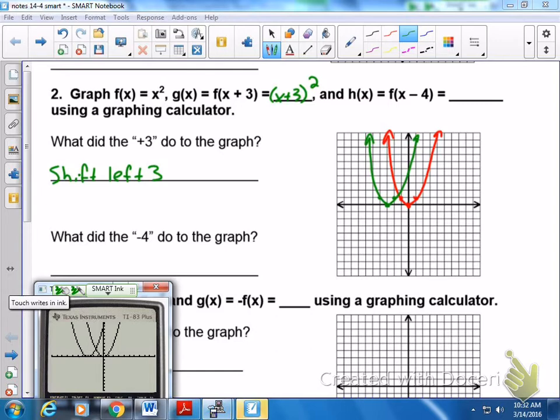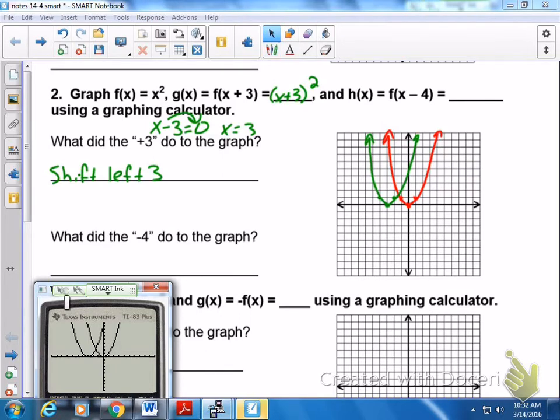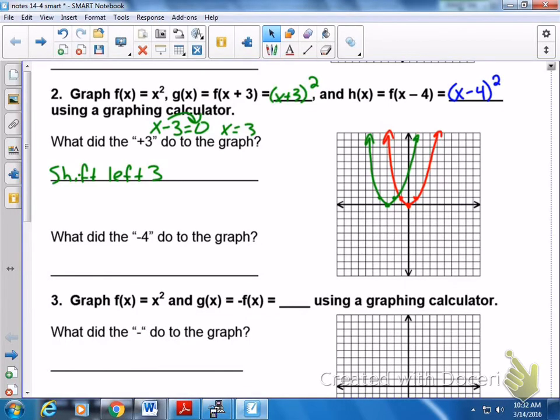Now that may seem strange because it's plus 3 and went in the negative direction, but think of something like this. If we were solving quadratics like this, we'd have to move the 3 to the other side, and the sign would change to x equals negative 3. So that's kind of what it means by its opposite. These are left and right shifts, and it's opposite than what you might think. So now we have our other one, f of x minus 4, which is in parentheses x minus 4 squared. So let's put that one in our calculator and see what happens.